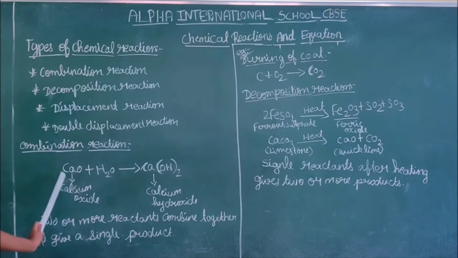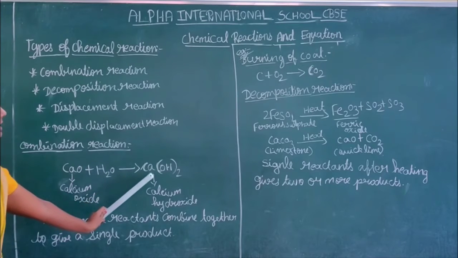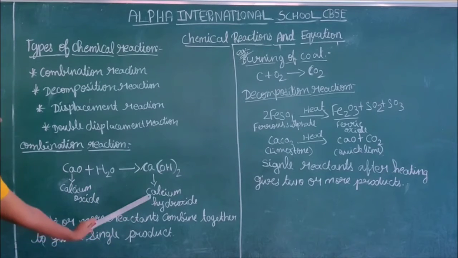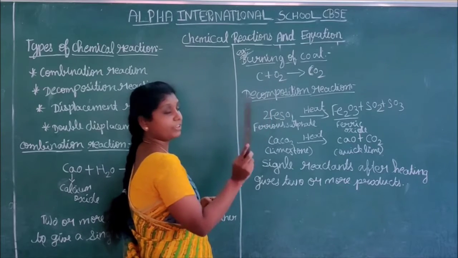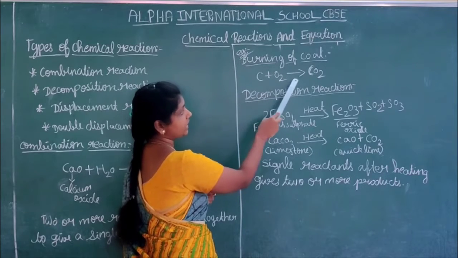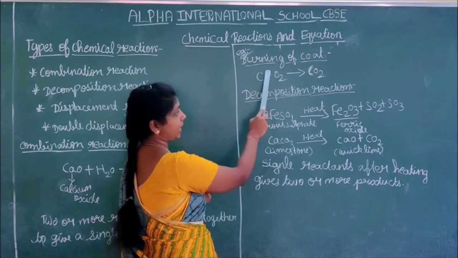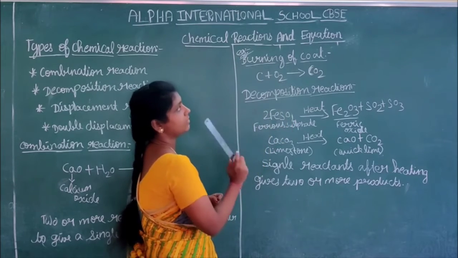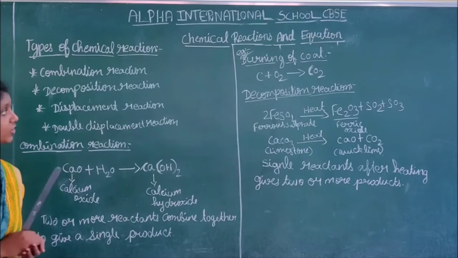Two or more reactants. See here, calcium oxide is one reactant, water is another reactant. Two or more reactants combine together and give a single product, which is called a combination reaction. Next, another example for combination reaction is burning of coal. If we burn coal, carbon dioxide gas is formed. See here, carbon plus oxygen gives carbon dioxide. Here also, two or more reactants combine together and give a single product. Do you understand what is combination reaction?